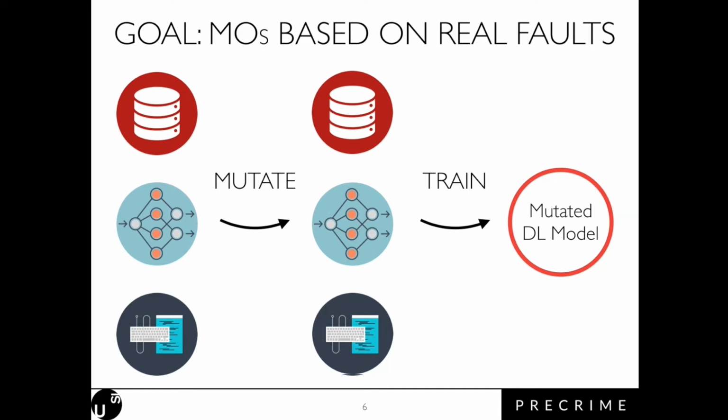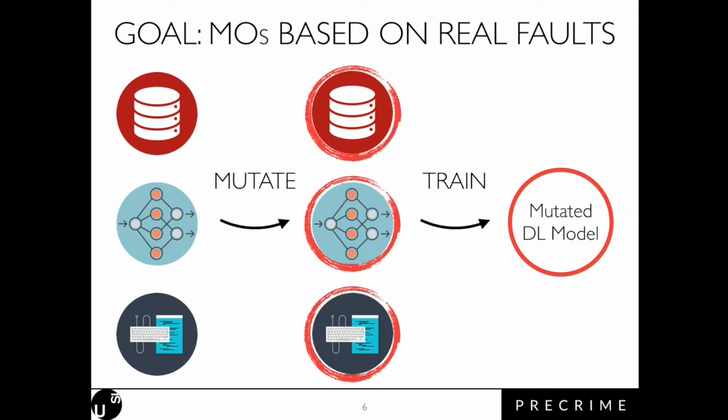So the goal of our work was to create mutation operators that are more realistic and that are based on real faults that affect DL models. That would mean mutating the training data, mutating the model architecture, or the source code before the training was done. So we can reflect a more realistic scenario for fault induction.